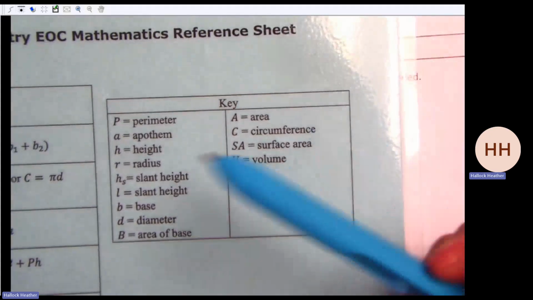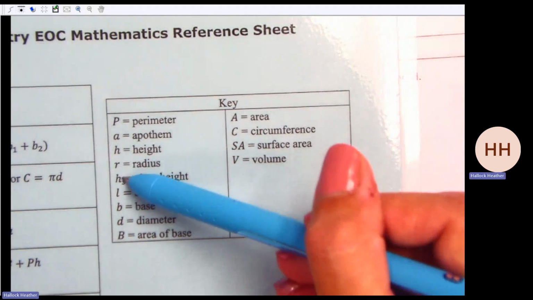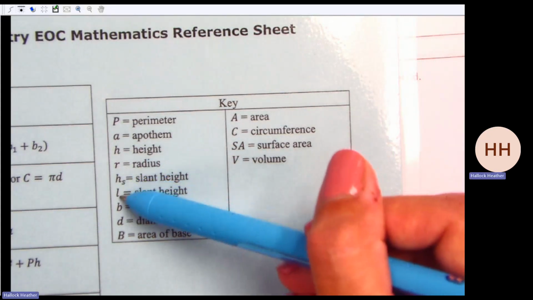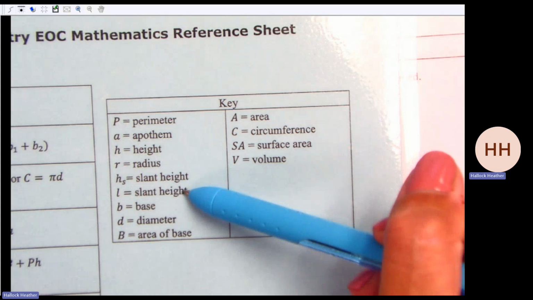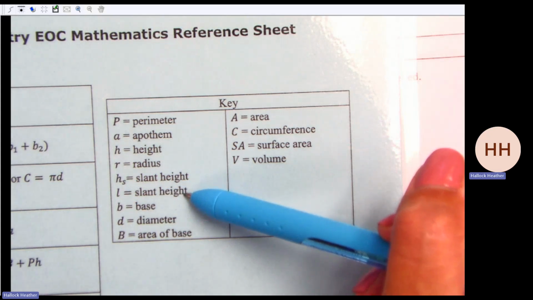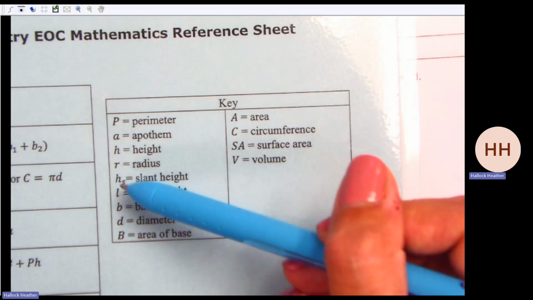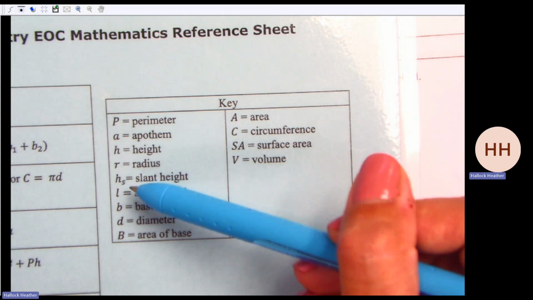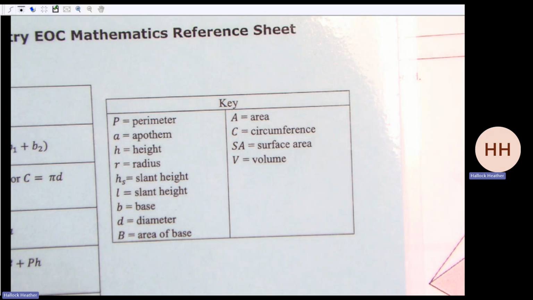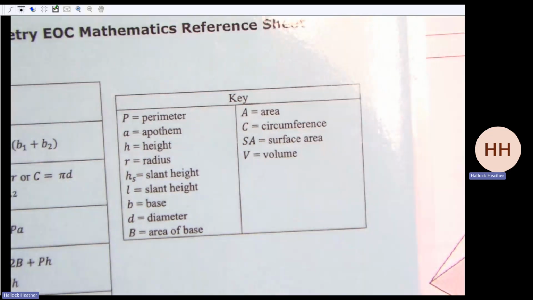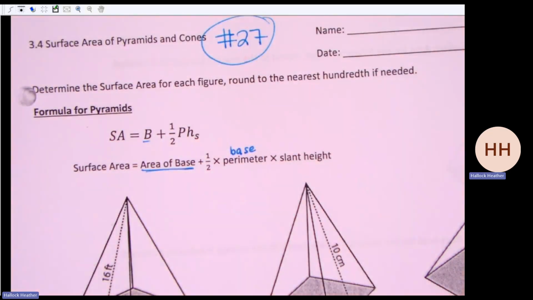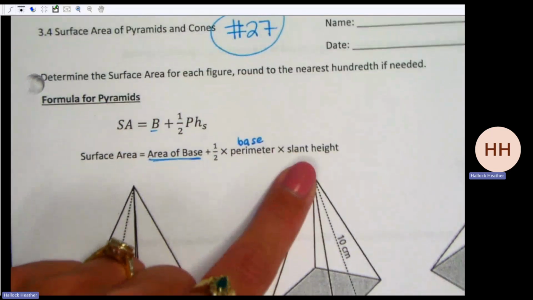If you look in the key, they even gave you a key, which is nice. S, H, or HS and L both mean slant height. So they both mean the same exact thing. It's just which one you prefer. I like to put the H with the little S because it literally means height, and the S stands for slant. That means it's not straight up, it is slanted. So that's the formula I tend to use just because I think it makes more sense whenever people are looking at it. So multiplied by the slant height.